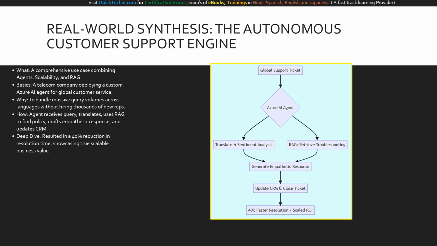This is the blueprint for modern business value. You have automated a complex task, scaled it globally, and maintained absolute control.